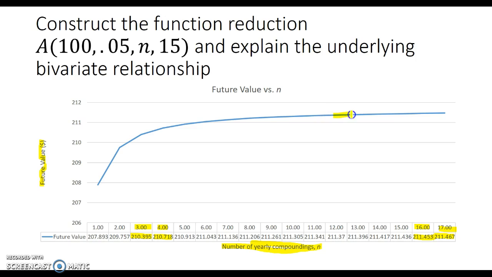And so as a result, we're seeing this graph flatten out over here. We have this big change here from 1 to 2. Still a decent change from 2 to 3, and then as you can see, as the number of compoundings grows, there's less and less change in the future value. Now, again, this is only under the assumption of $100 invested at 5% for 15 years. So does this say that n doesn't matter?